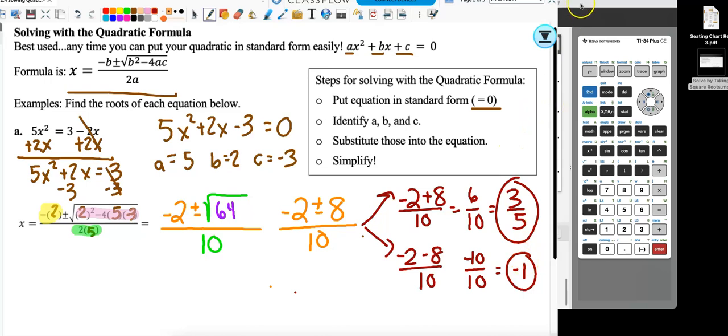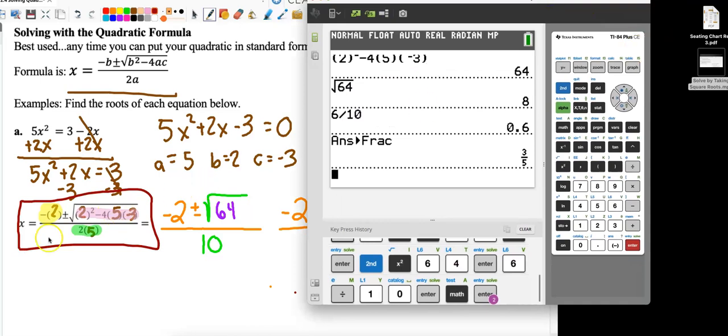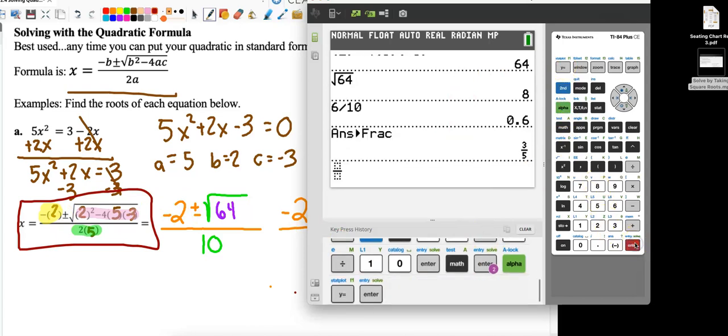Okay? Now what we could have done is typed this in from the start to get your two answers, so I will also show you how to do that. Since this is a fraction, I would go ahead and make a fraction by hitting the green button, y equals, enter.